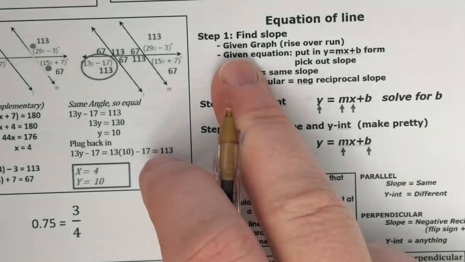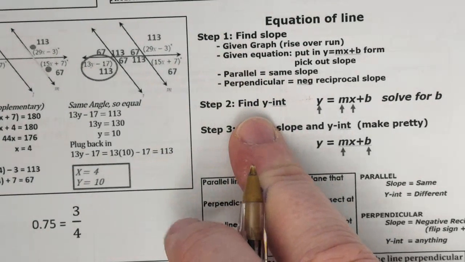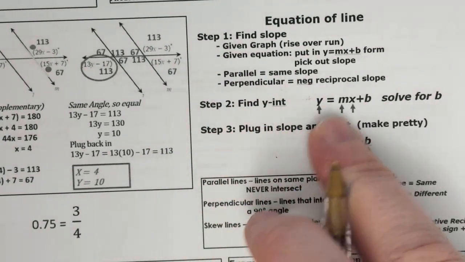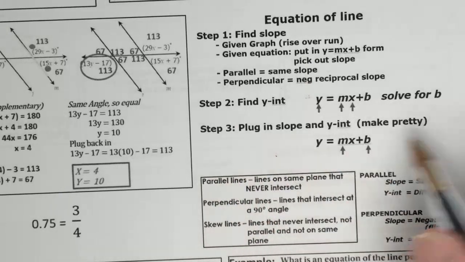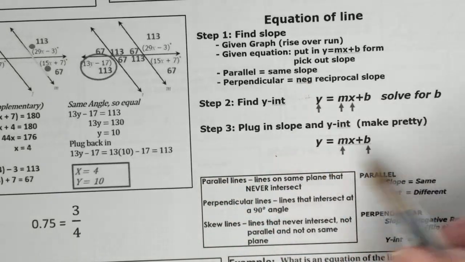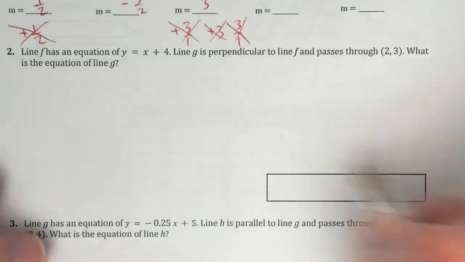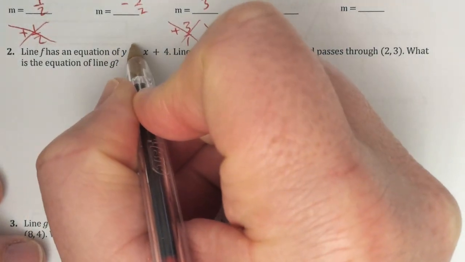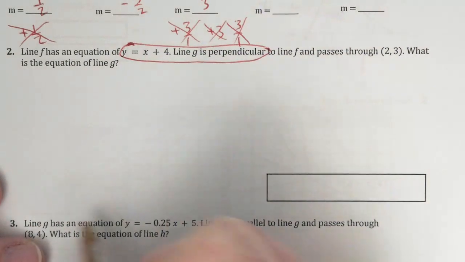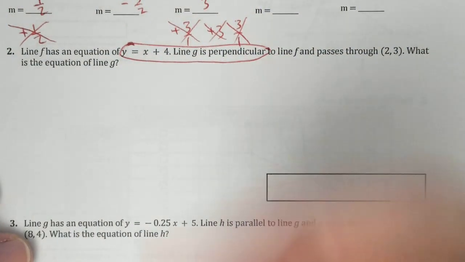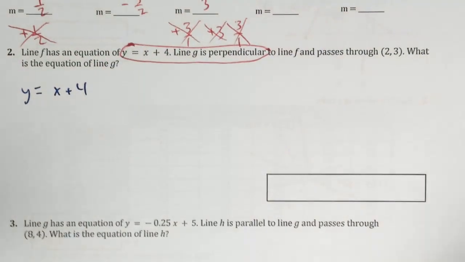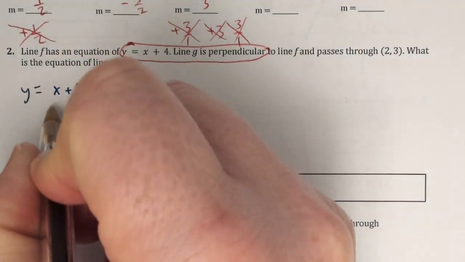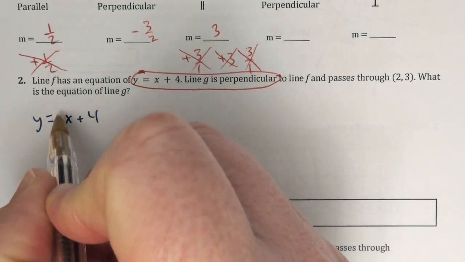Step 1 is find the slope. Step 2 is find the y-intercept. So you plug everything else in, solve for b, and then step 3, you just write the equation nice and clean. So make it pretty. In this case, they want the perpendicular of this. If we have y equals x plus 4, that's what we were given. So there's an invisible 1 right here.